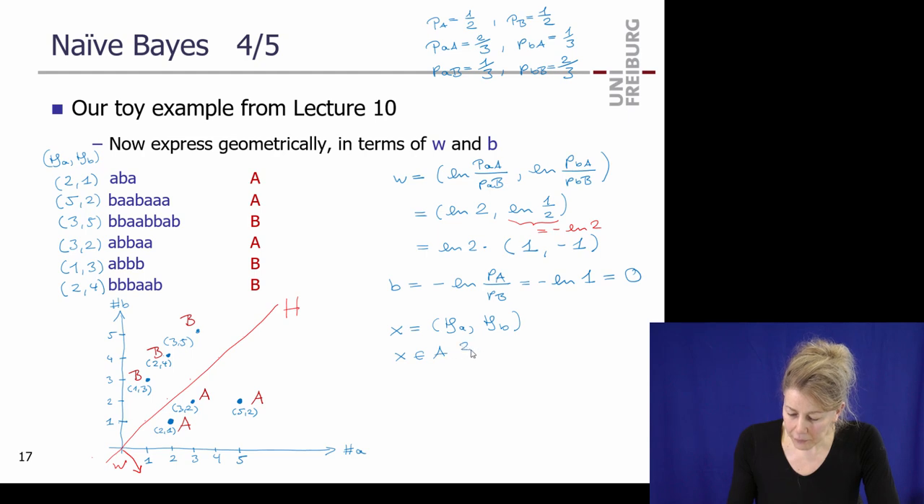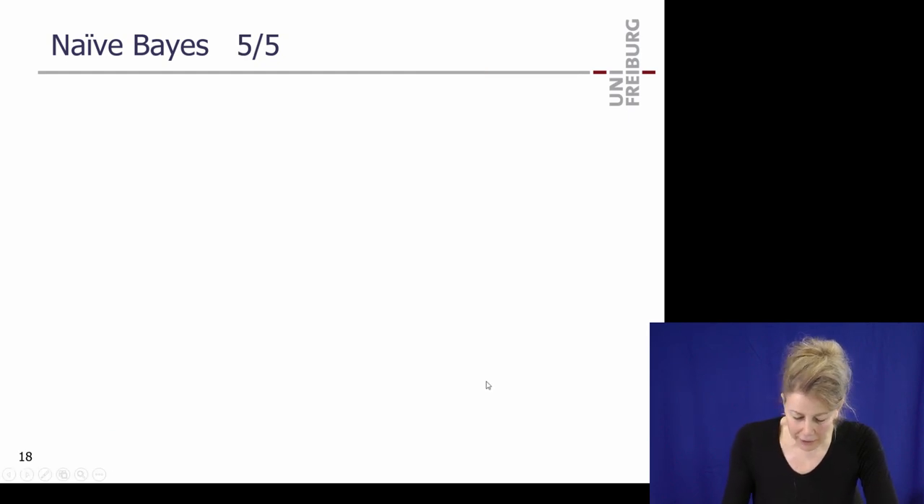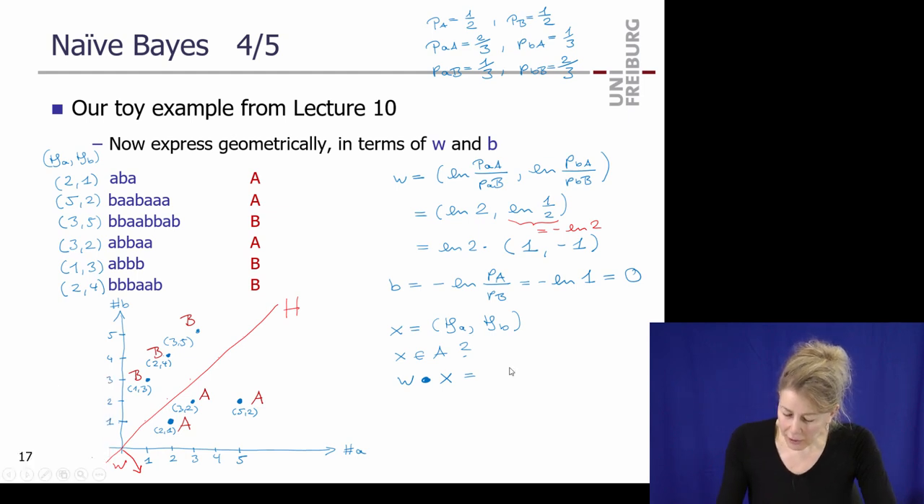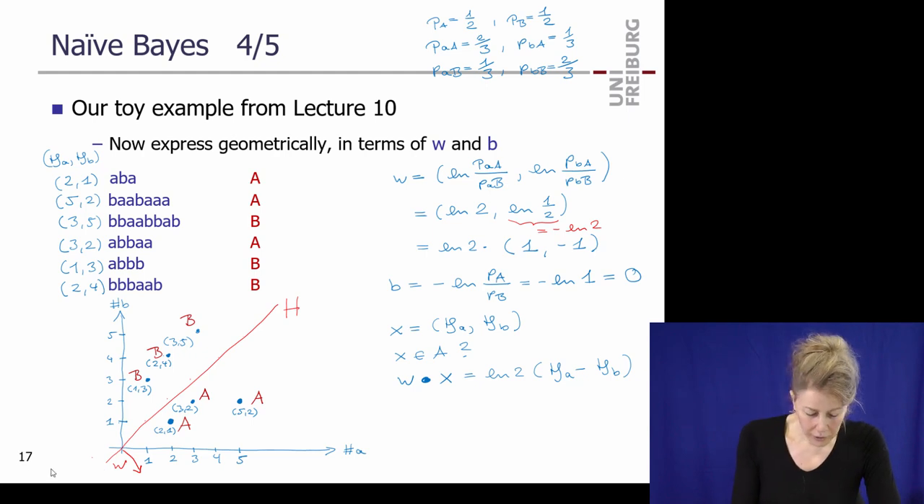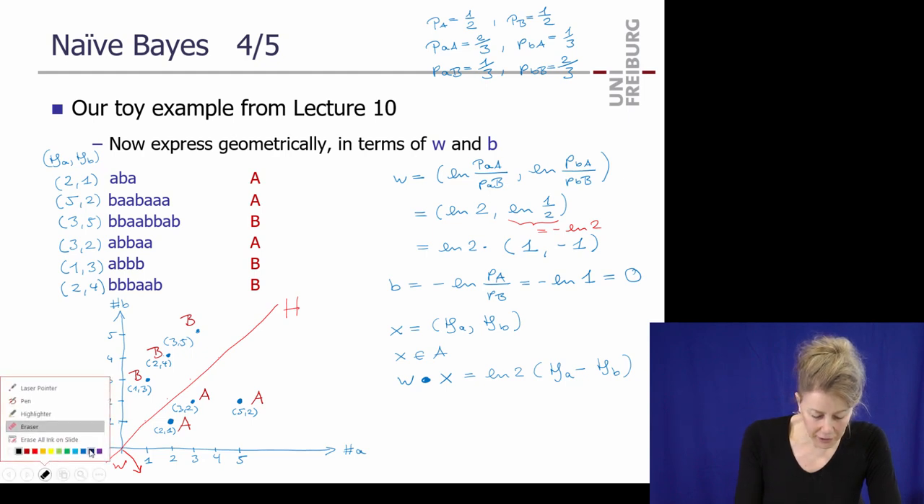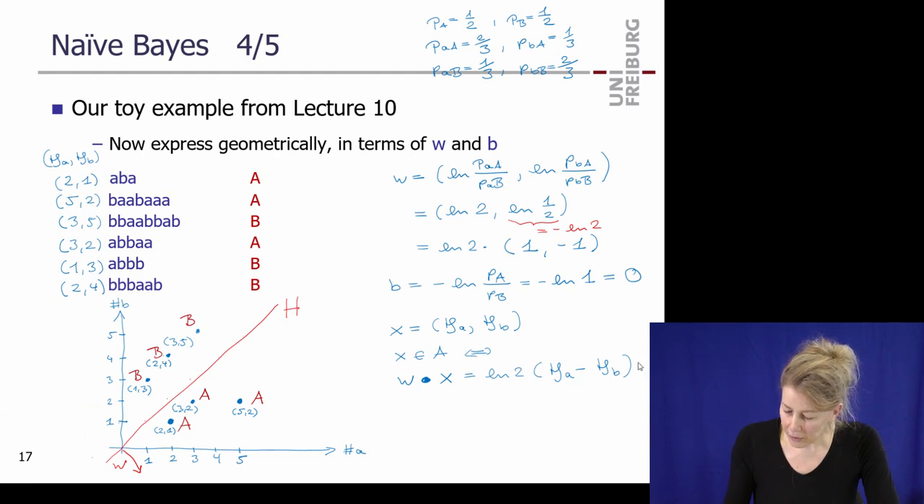So it will be X in A. And what we do for X in A is we just compute W times X, which is just, yeah, we will just compute ln. It's strange that it does this, but let's just factor out the ln 2, and then it's just this vector times (TF_A, TF_B), which means it's just TF_A minus TF_B, right? It's this vector dot product of these two, greater or equal to 0. Let me just write it like this. So X is in A if and only if this here is greater than 0, which is equivalent to TF_A greater than TF_B, which we already found last time by different means.